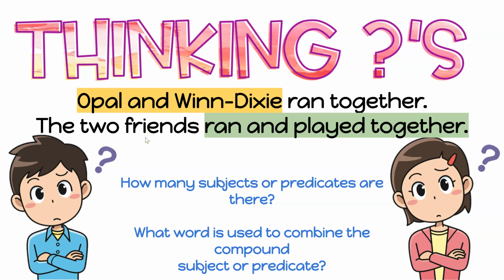And in the second sentence, the two friends ran and played together, I see that there's two predicates. They did two things. They ran as well as played. And then I'm asking myself, what word is used to combine the compound subject or predicate? I see the coordinating conjunction and to describe both of these actions. So therefore, ran and played together is the compound predicate.